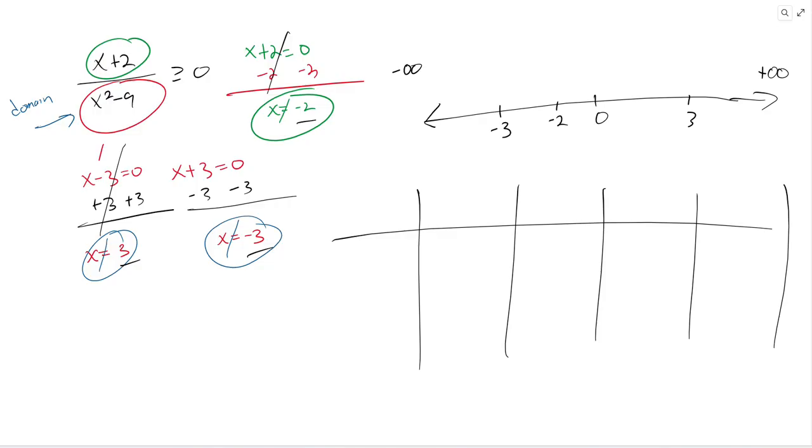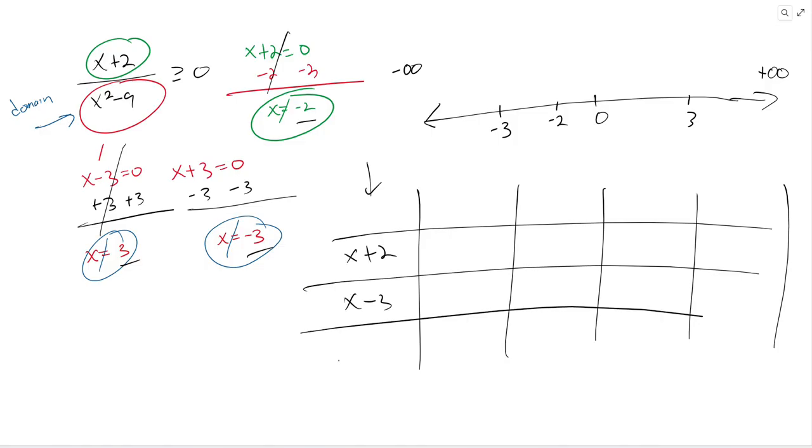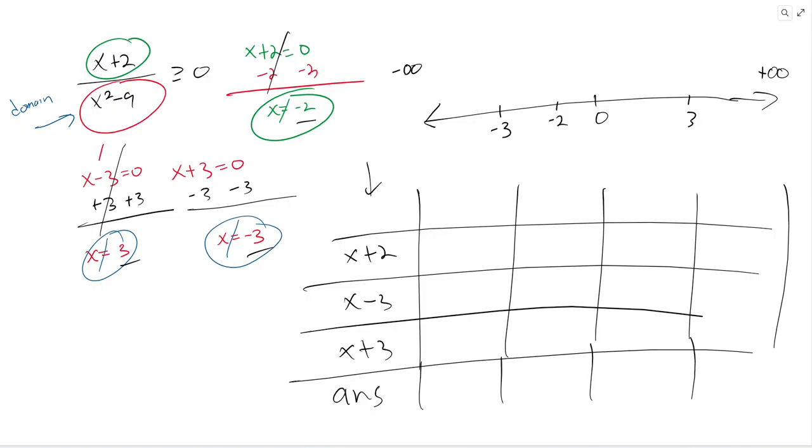Okay. And then what's going to go over here is going to be all your factors. So the x plus 2, the x minus 3, and the x plus 3. So those guys that we were solving for. So I'm going to go x plus 2, x minus 3, x plus 3. And then we can leave this last row here. We can call this like the answer. I'm going to show you what that means in a second.